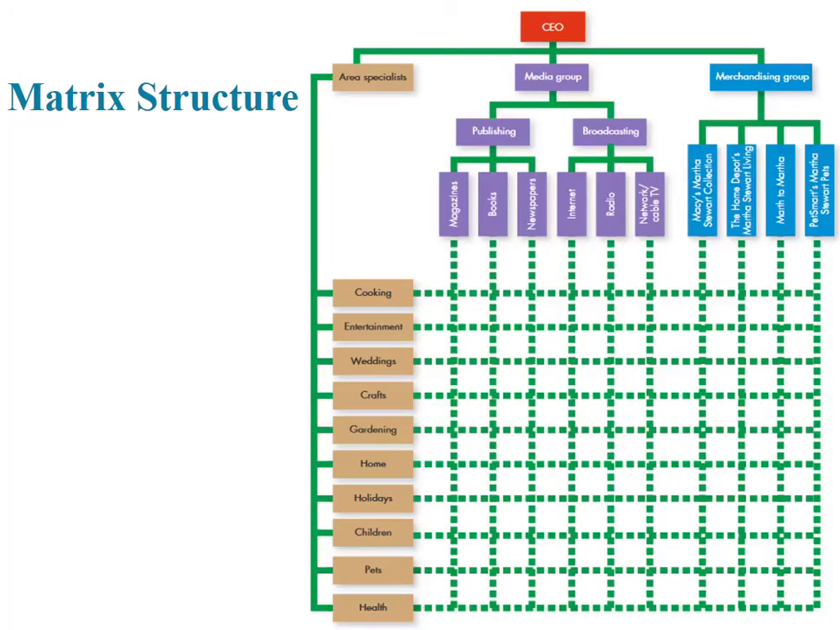Then here is an example of a matrix structure where if you look at this, you can see that this company is organized broadly into media and merchandising groups, each of which has its own specific product, and product groups listed here as they have combined into this matrix structure.